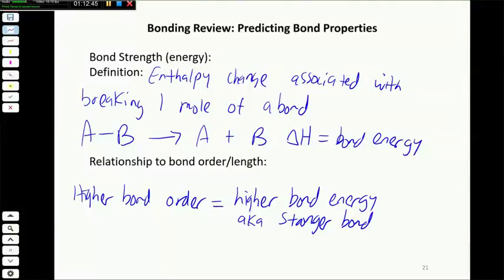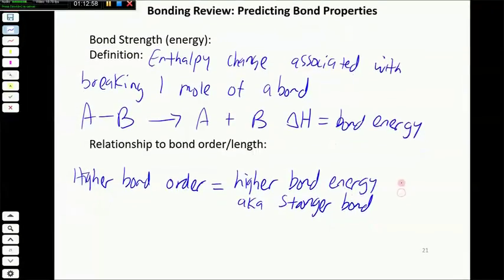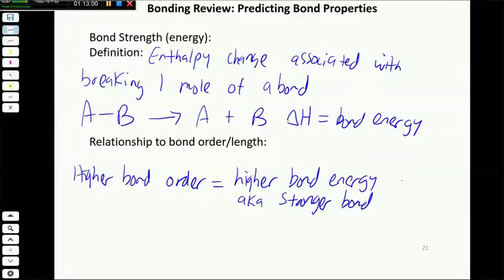So if you have to break 2 bonds in a double bond versus 1 bond in a single bond, you expect it to take more energy to break the double bond. So as you increase the bond order, you're going to increase the amount of energy required to break that bond. And then there's also then, so those two are directly related. The other one, though, which is inversely related, is bond length.